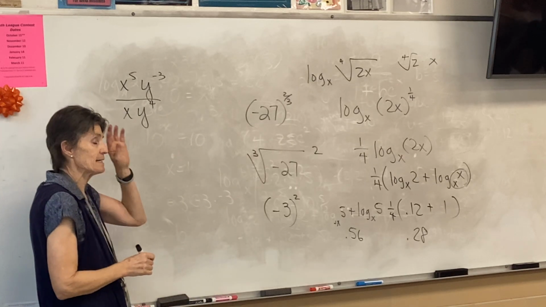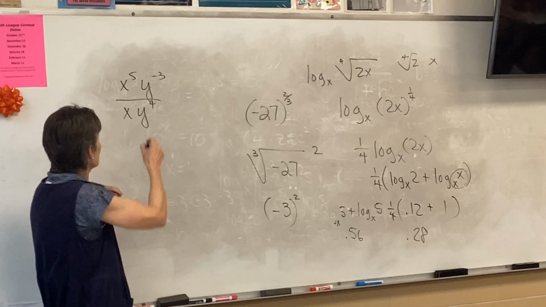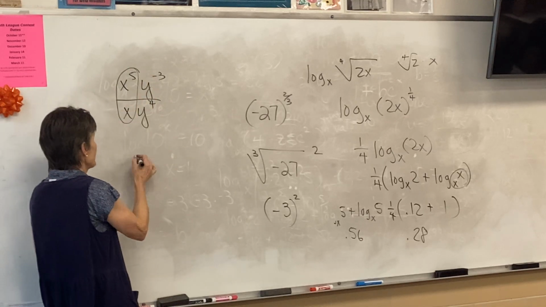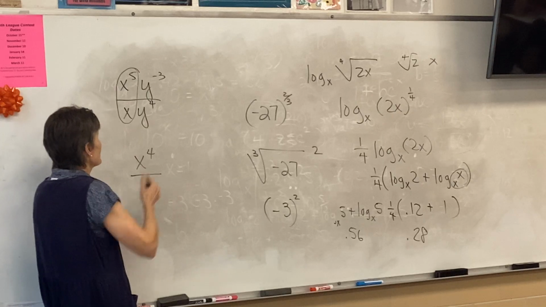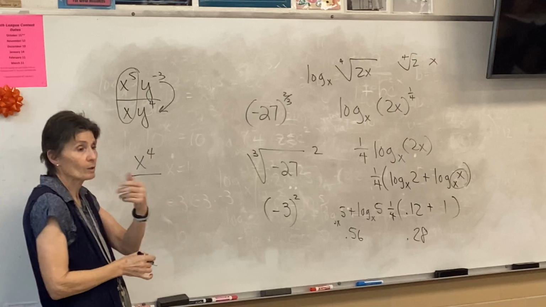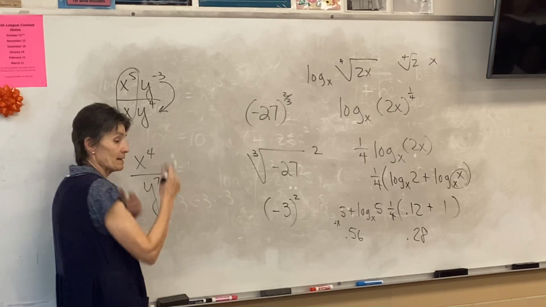Well, this one's easy compared to some of them that we've done. What happens here? X to the 4th on top, and then Y to the 7th on the bottom. These come down, total of 7, and that problem's finished.